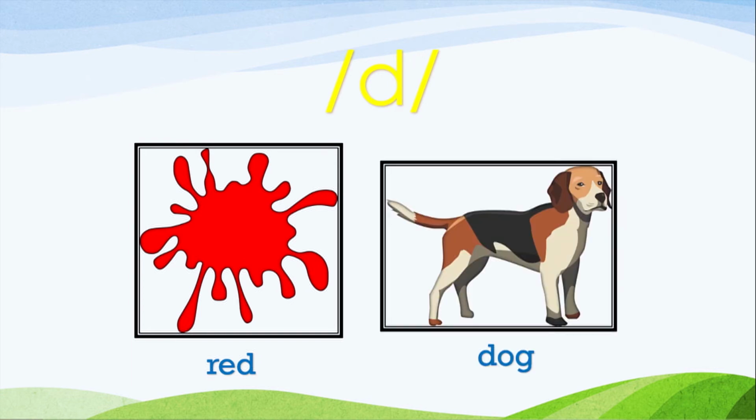Isn't that a lovely dog? Dog. In which of these words do we hear the D sound at the beginning? Is it in the word red or is it in the word dog? Think for a second, boys and girls. I know that you have this. Did you say dog? You are correct. The D sound is at the beginning of the word dog.